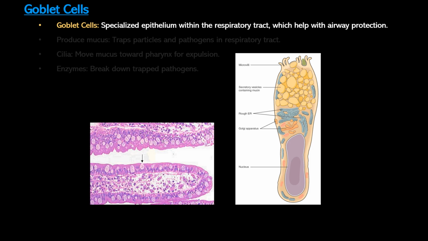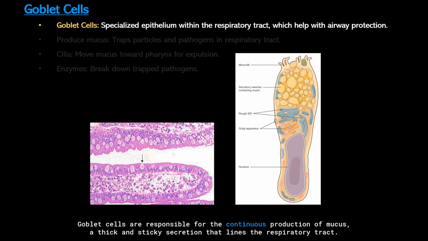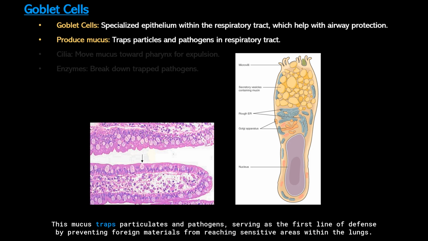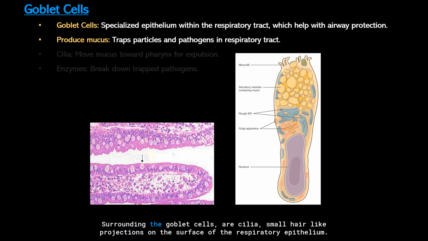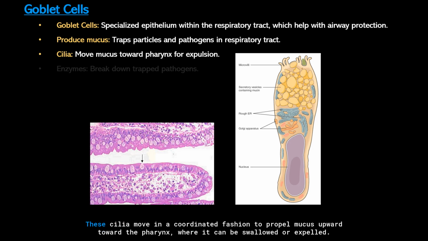Goblet cells are responsible for the continuous production of mucus, a thick and sticky secretion that lines the respiratory tract. This mucus traps particulates and pathogens, serving as the first line of defense by preventing foreign materials from reaching sensitive areas within the lungs. Surrounding the goblet cells are cilia, small hair-like projections on the surface of the respiratory epithelium. These cilia move in a coordinated fashion to propel mucus upward toward the pharynx, where it can be swallowed or expelled.